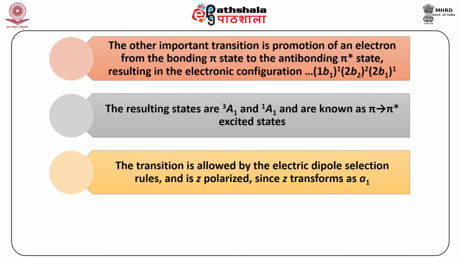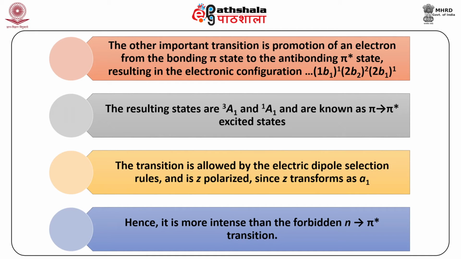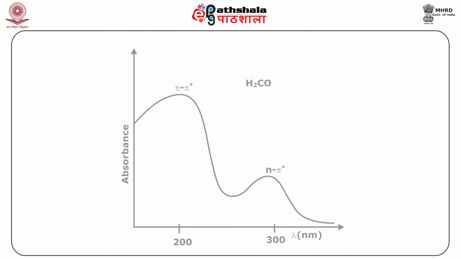The transition is allowed by the electric dipole selection rules, and it is Z polarized, since Z transforms as A1. Hence it is very intense, and it is much more intense than the forbidden n-pi star transition, and it involves higher energy because n states are higher in energy as compared to pi states. So the n-pi star transition has a lower transition energy as compared to pi pi star, and so the pi pi star transition occurs at shorter wavelength at around 187 nanometers.